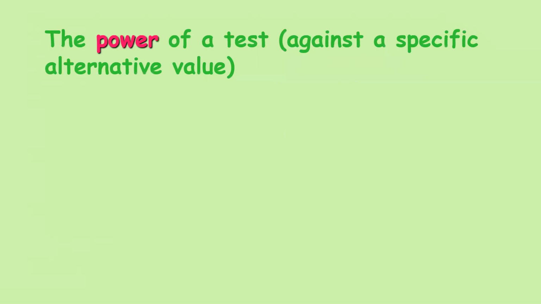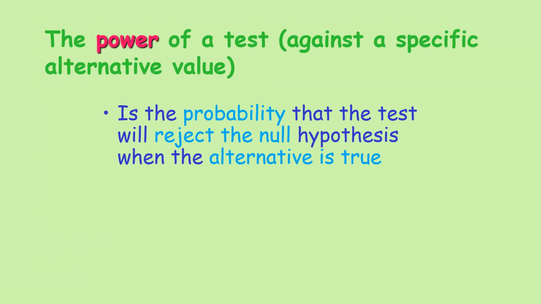So moving on to power of a test. So what's the power of a test? Now that we've talked about different types of errors, the power of a test, by definition, against a specific alternative value, is the probability that the test will reject the null when the alternative is true.